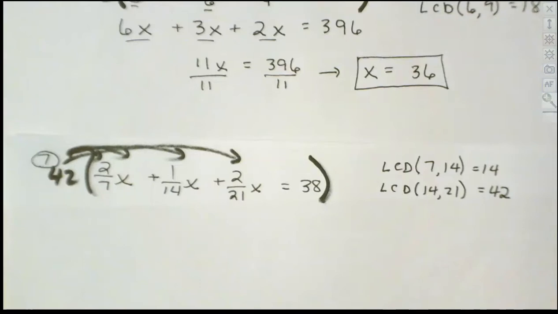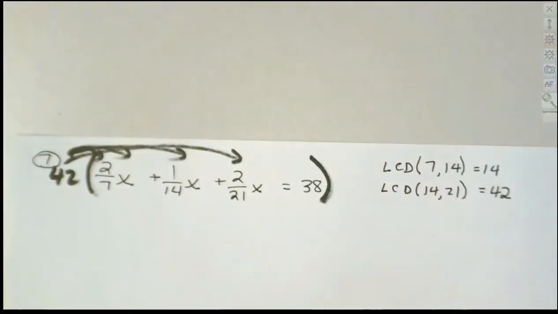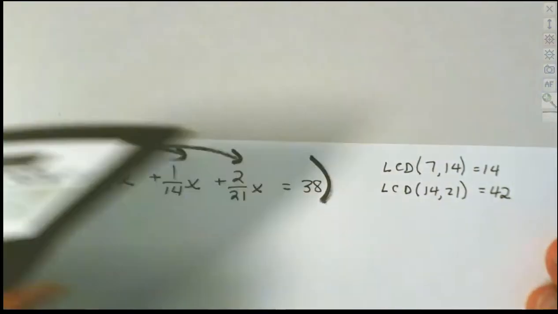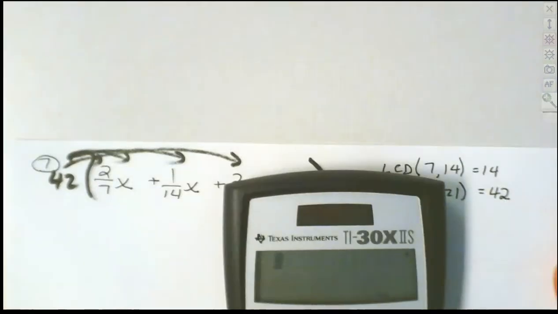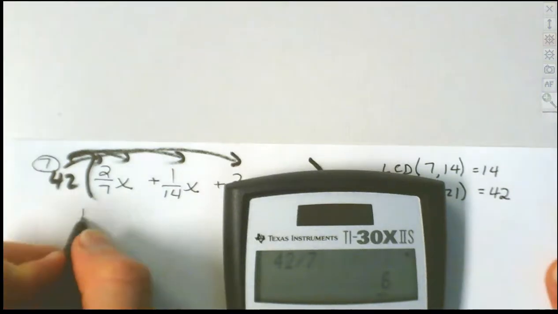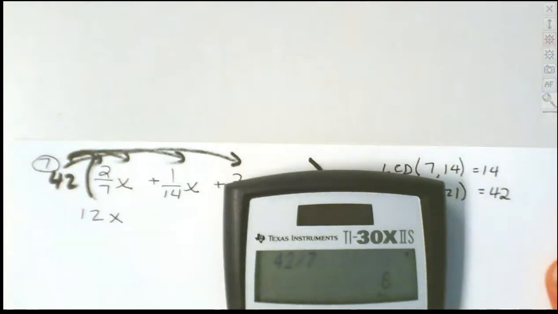So now what do we do? Divide, multiply. So 42 divided by 7. Okay, well, 42 divided by 7, that's going to be a 6, right? 42 divided by 7 gives you that 6. And 6 times 2 is going to make that now a what? 12. Bring down your x.